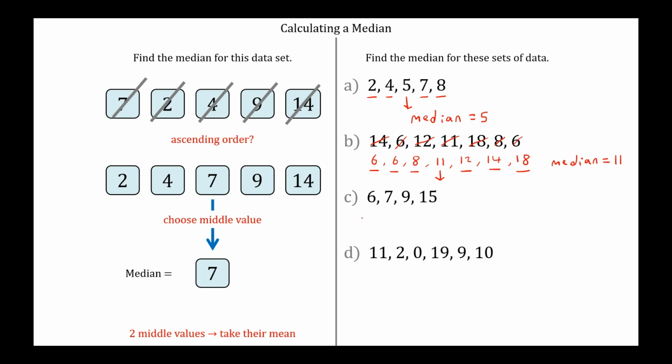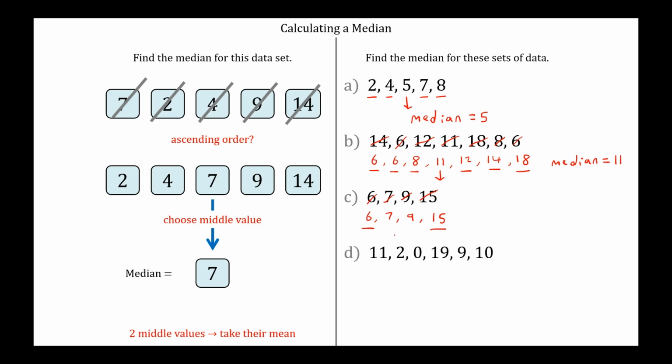Okay, now for C, first let's organize this data set. My smallest number is 6, so I'm going to cross that out. Oh, it looks like everything's already in order. Okay, so then second smallest is 7, then I have 9, then I have 15. So I didn't have to actually organize this. This was already in order. Let's start crossing this out. So 6, 15, then I have 7 and 9.